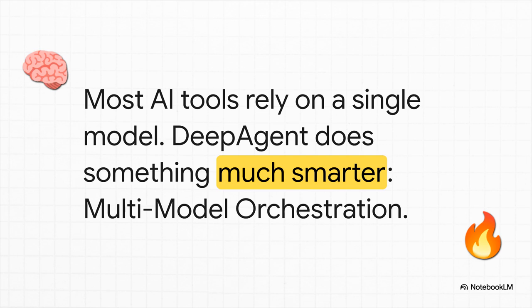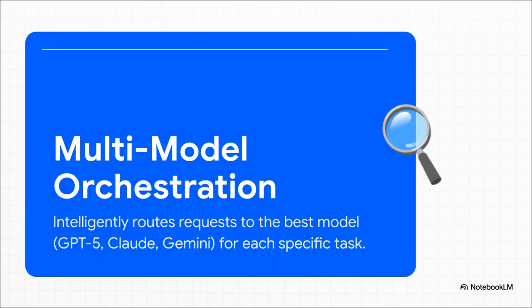See, most AI tools you've probably used, they're built on a single large language model, and that kind of limits what they can do. DeepAgent takes a much, much smarter approach. The best way to think about it is like this. It's an expert project manager for other AIs. When you give it a task, DeepAgent analyzes it and then intelligently routes it to the best specialist model for that specific job, whether that's a super creative model like GPT, a deeply analytical one like Claude, or something else from Google. It makes the decision for you to make sure you get the best possible result every single time.